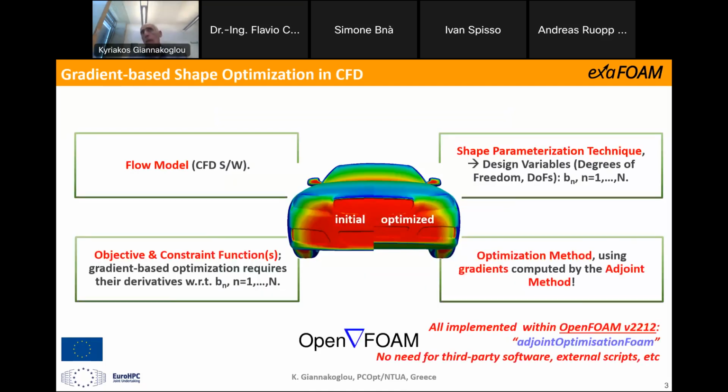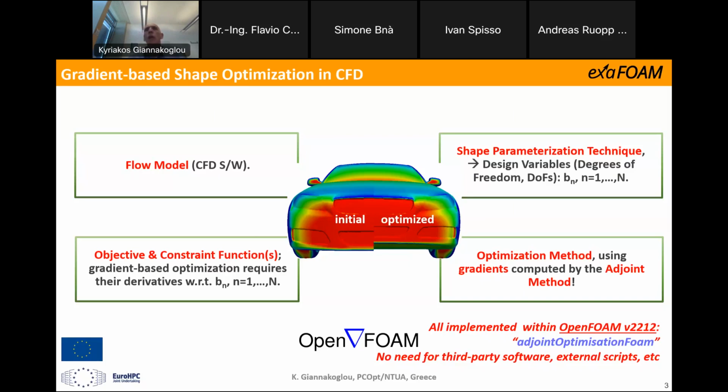What do we need to run a gradient-based shape optimization in CFD? Practically, we need 4 different items. The first of all is to have access to a good flow solver, a CFD software, in fact. And thanks to God, in OpenFOAM, we have everything we need to do our job. The second thing is to have a shape parameterization technique in order to parameterize the shape we want to optimize. And the parameterization technique will define the design variables or degrees of freedom, practically the set of unknowns that the optimization method is going to compute.